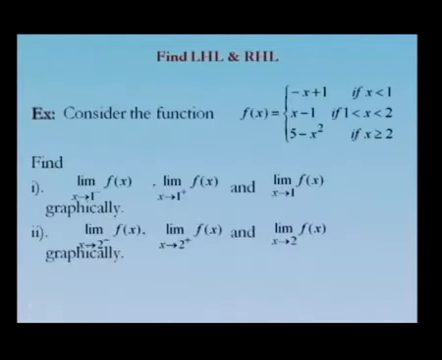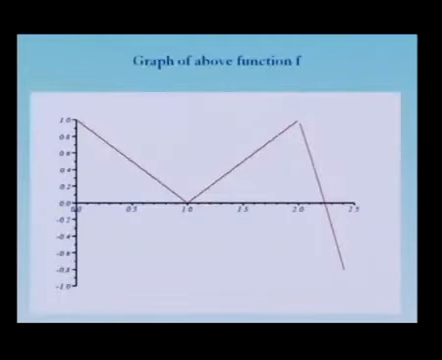Now consider some examples here. In these examples we will find the left hand limit and right hand limit. The function given here is f(x) equals minus x plus 1 if x is less than 1, it is x minus 1 if x lies strictly between 1 and 2, and it is 5 minus x square if x is greater than or equal to 2. Let us find the left hand limit, right hand limit, and the limit of function f at the point 1 graphically. The graph for the function is given here.